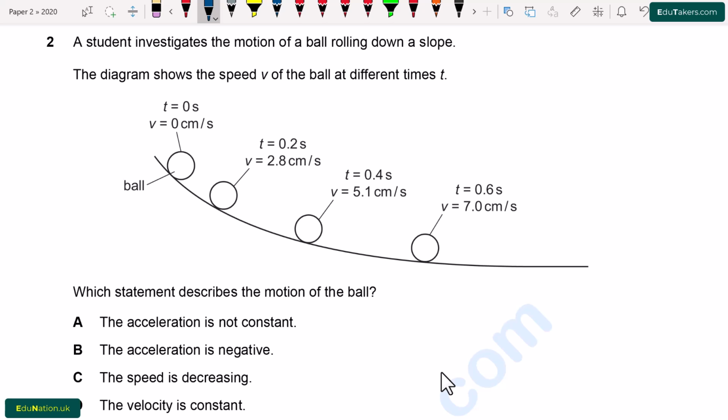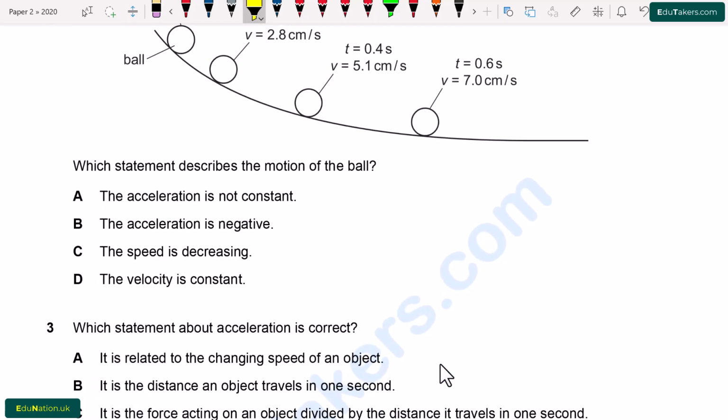Question number 2. A student investigates the motion of a ball rolling down a slope. The diagram shows the speed v of the ball at different times t. So here is a ball that is rolling down a slope and its speed at different times is also shown. First of all, time is equal to 0 second. Again, speed is 0 centimeter per second and with the passage of time speed increases. It means that speed simply changes for each time interval.